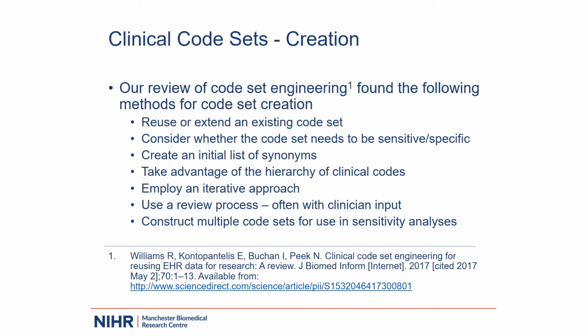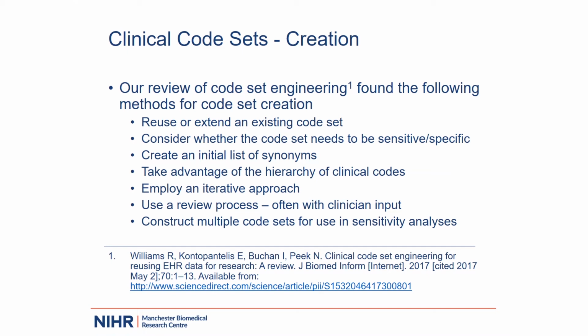People consider whether the code set needs to be sensitive or specific. And by that, I mean, if you want to identify a cohort of diabetic patients to see how a certain drug affects them, then you might want to ensure that everyone you get definitely has diabetes. So you want a very specific code set. You want to make sure that if you flag someone up, they definitely have it. So maybe you just include the very clear diagnoses of diabetes. Whereas if you were, I don't know, a GP and you wanted to find people who might be at risk because it's been announced that a certain medication contraindicates with diabetic patients, you might want a more sensitive code list.